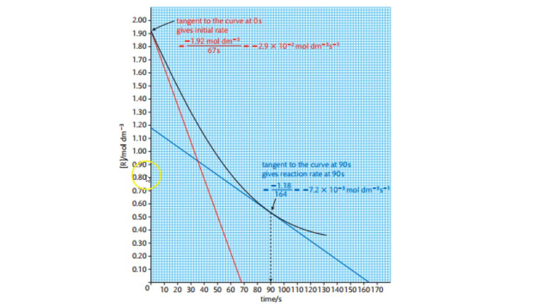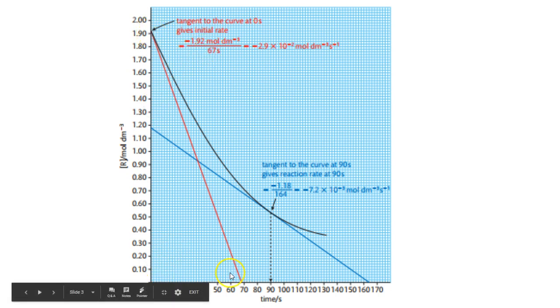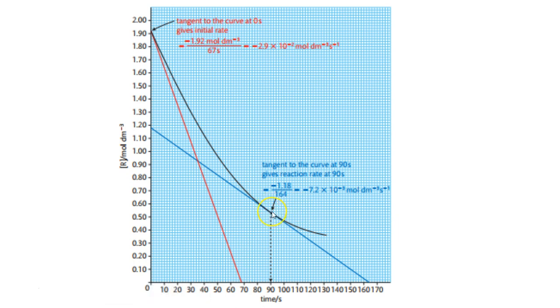Let's look at some more examples. Let's say I wanted to find the reaction rate right when the experiment started at 0 seconds. So I'm going to draw a tangent line to the curve and do rise over run. The rise is going to be negative 1.92, and the run is going to be about 67 seconds. Again, if I wanted to find the reaction rate at 90 seconds, I would draw a tangent line and find the slope of that line. The rise is minus 1.18, and the run is 160.